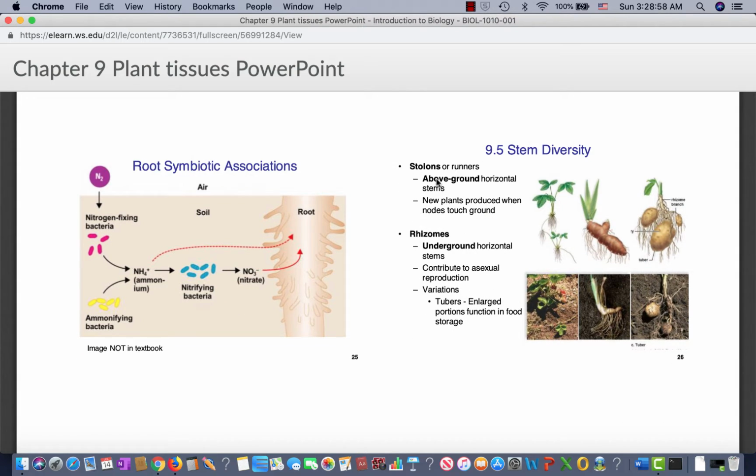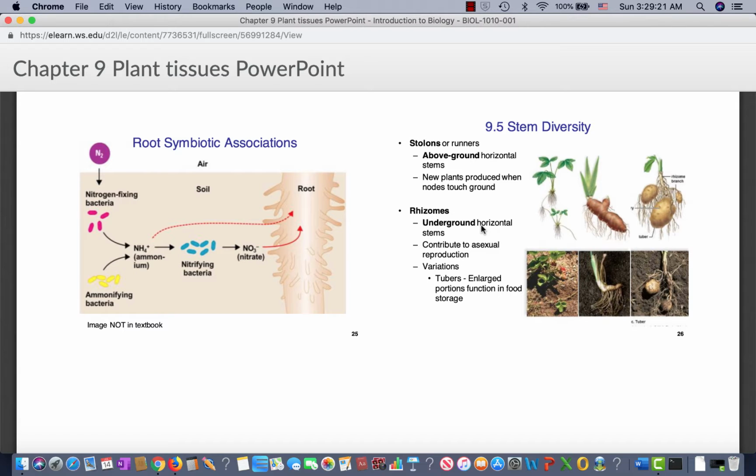Stolons are runners. These are above-ground horizontal stems. And so you can create clonal plants this way. The parent plant sends out a runner, and it can either just put additional roots down to supply more nutrients back, or if it's a good spot, it can grow and produce a new clone, essentially, of the parent plant.